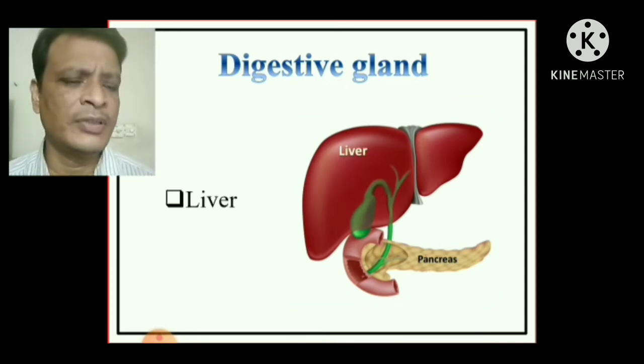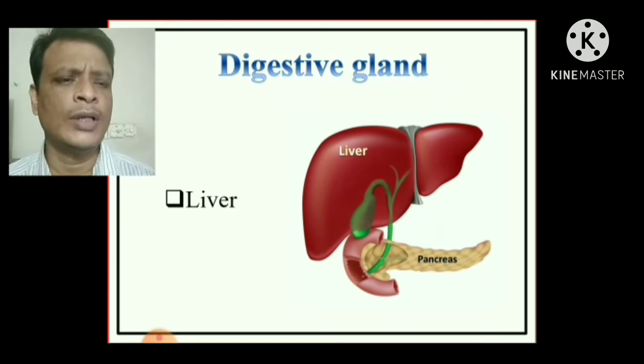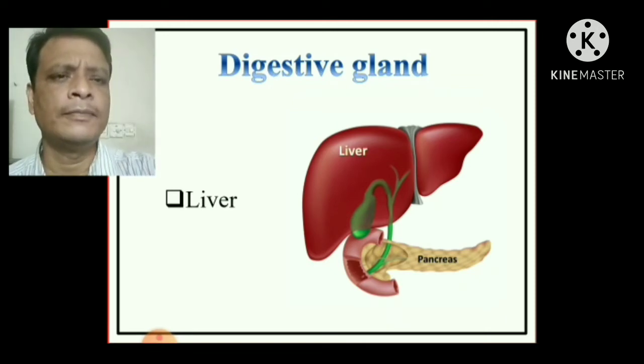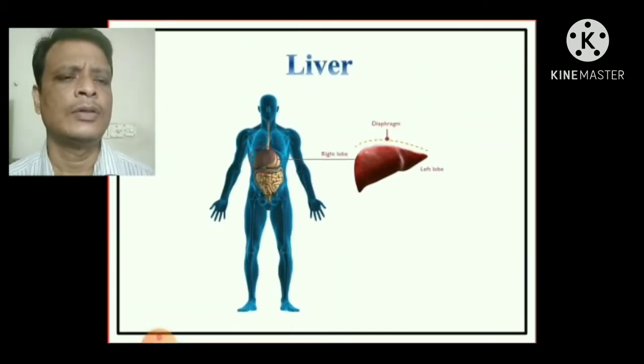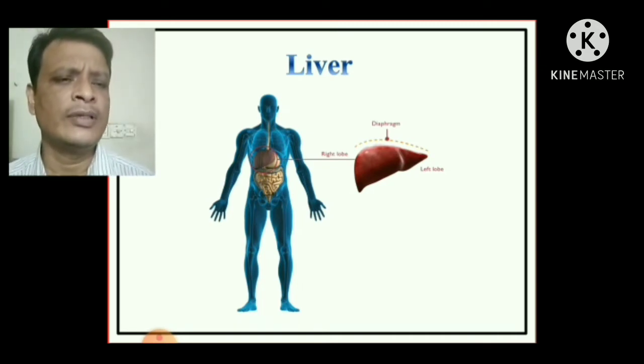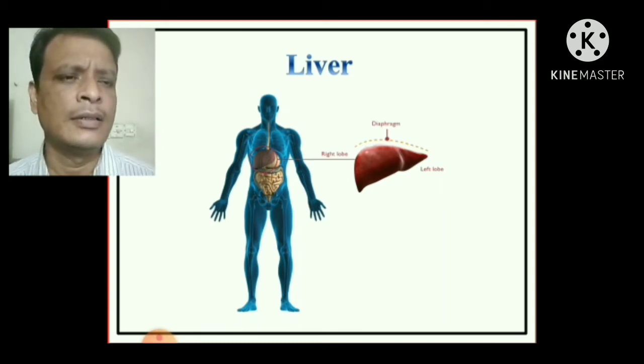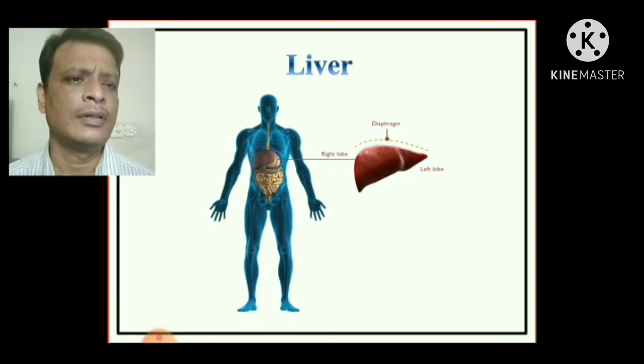So today we have to know about the structure and functions of the liver elaborately. The liver. What is the position of the liver? The liver is located in the abdominal cavity, just below the diaphragm and just on the right side of the stomach. Its outer surface is convex and the inner surface is concave.